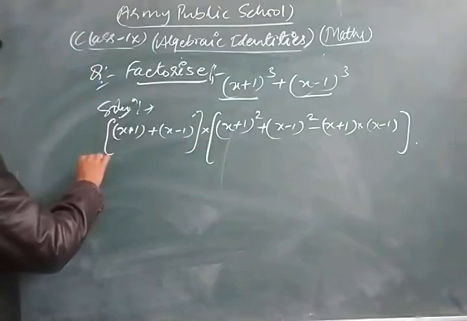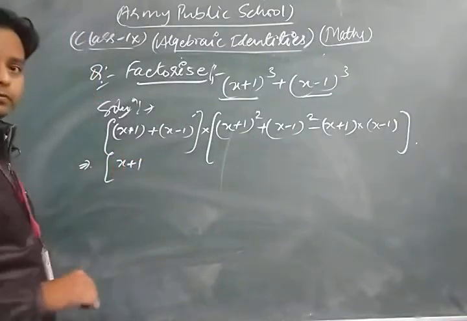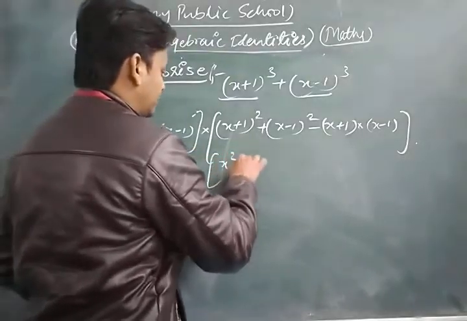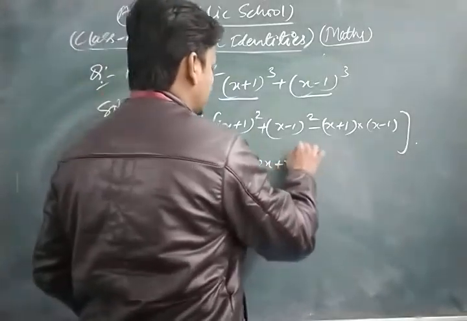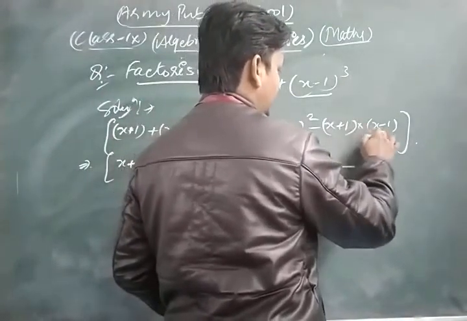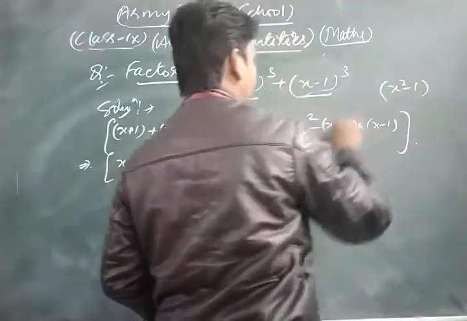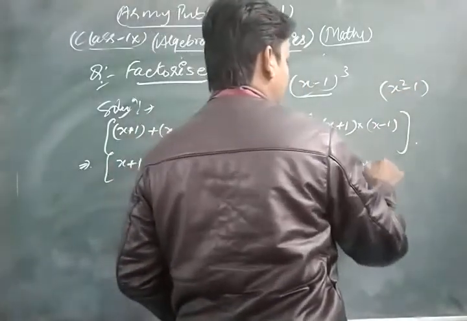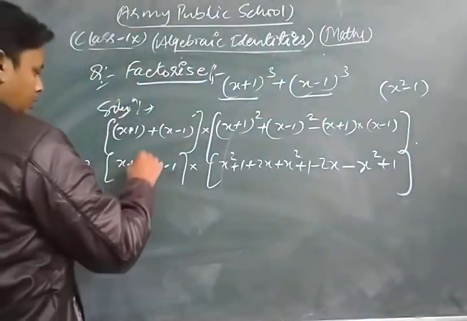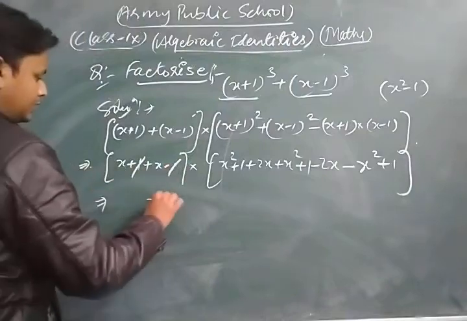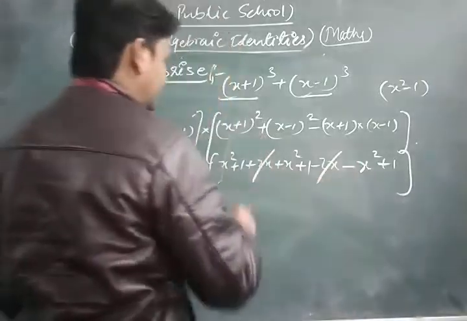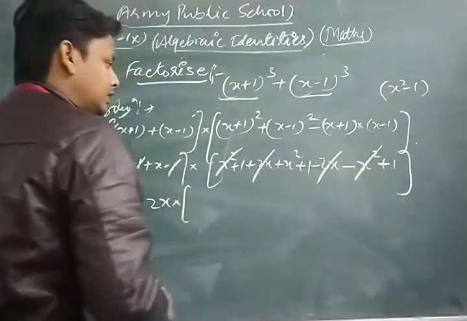Now look, we break the brackets: x plus 1 plus x minus 1 into, this is a square plus b square plus 2ab plus a square plus b square minus 2ab minus, this is a plus b into a minus b, in the form of x square minus 1. So if we break the brackets, then we get minus x square and plus 1. Now we simplify them. The 1s cancel each other. So that is 2x into, here the 2x cancel each other. The x square is also cancelled.